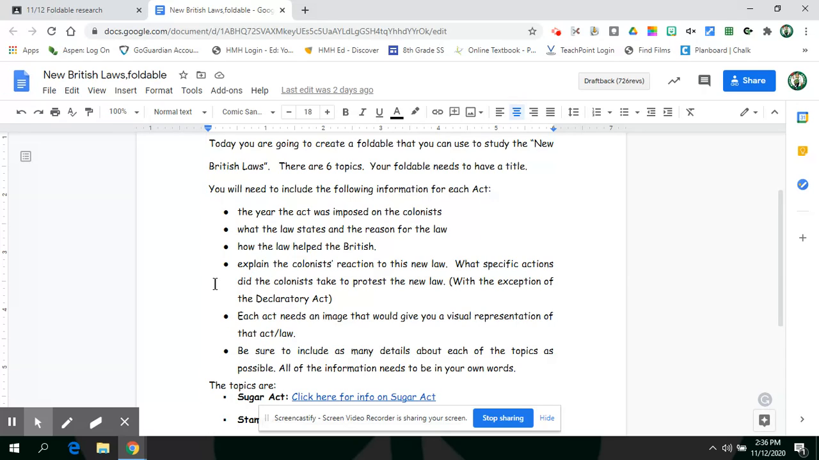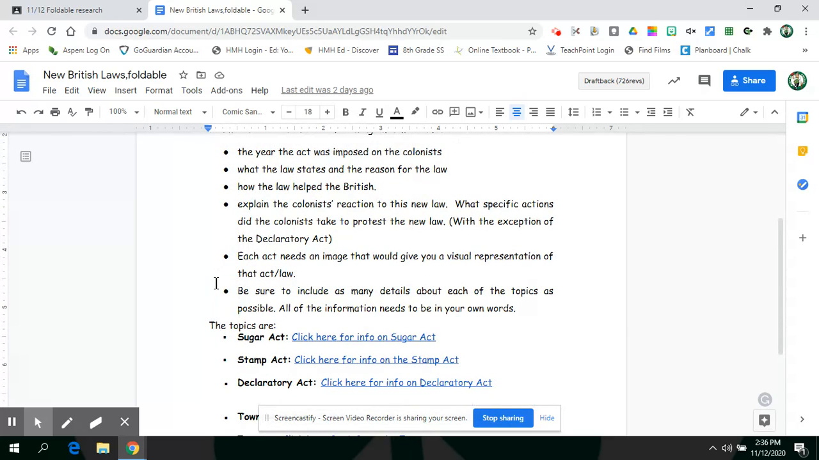For each one of these acts, you're going to need an image. Because we're doing this online now, the image most likely is going to come from online, but it really needs to show that you understand that act. That's what it has to show me. It has to really show an understanding. So that might require more than one image.